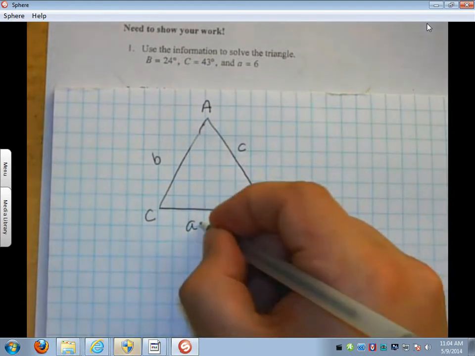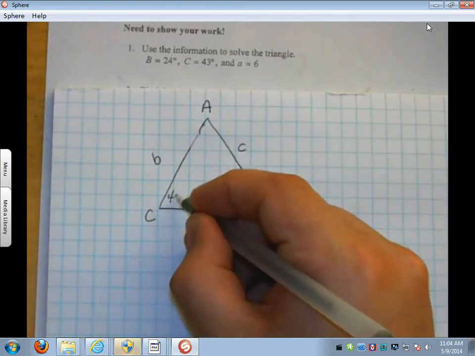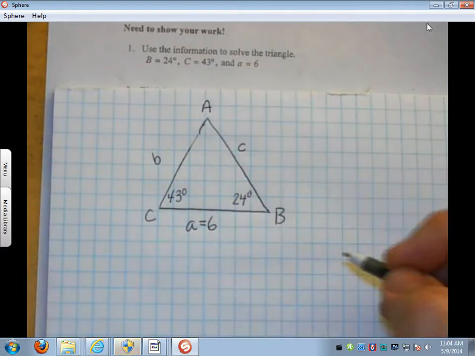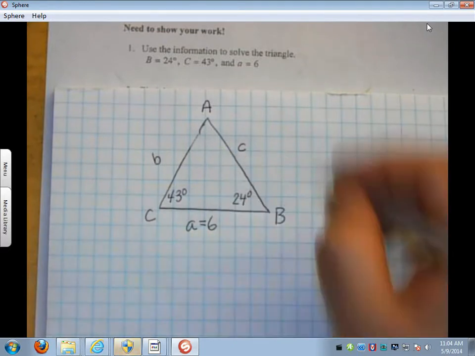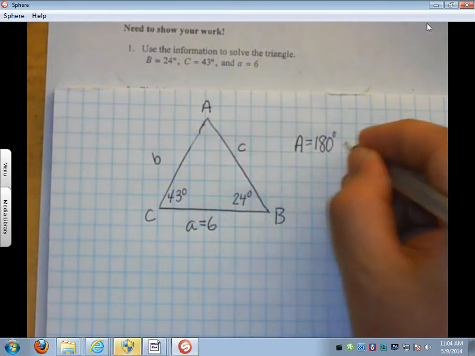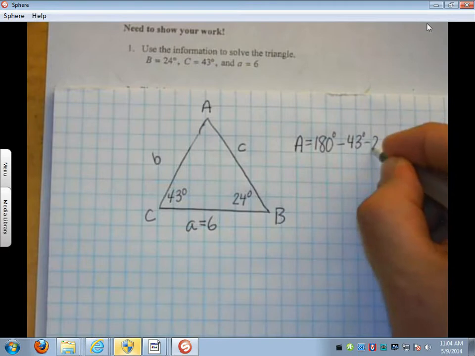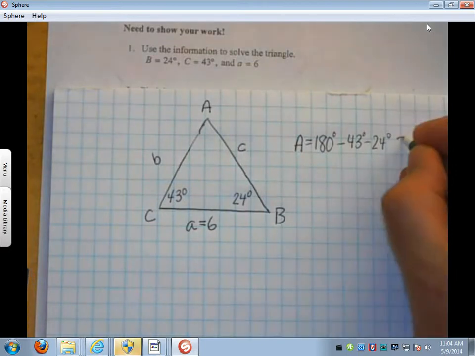We know that little a is equal to 6, C is equal to 43 degrees, B is equal to 24 degrees. So at this point, the easiest thing to do would be solve for A. Since we know that the triangle sum is 180 degrees, I'll take 180 degrees, subtract 43 and 24 degrees. So I get 113 degrees for A.